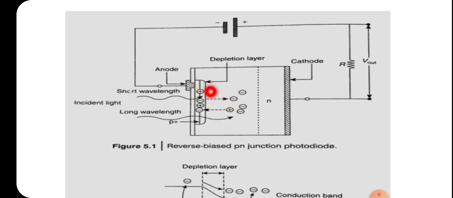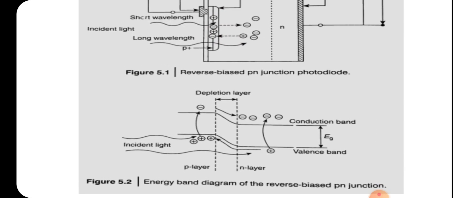Basically, if no bias is applied, when a PN junction is formed, there will be a depletion region. The N side has a larger number of electrons and the P side has a larger number of holes, and the depletion region is formed between this P and N region. When a light wave is incident on this PN junction, that light energy will be absorbed by this material. You can see the band energy diagram, so you can clearly get the idea.